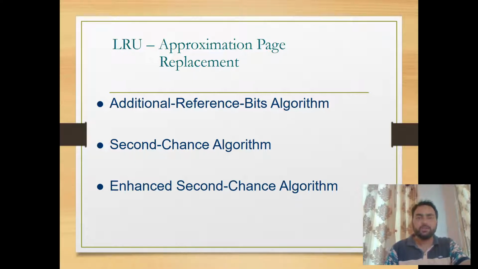Today we are going to discuss least recently used approximation page replacement algorithms. These are of three kinds: additional reference bits algorithm, second chance algorithm, and enhanced second chance algorithm. Earlier we have discussed FIFO page replacement, optimal page replacement, and least recently used page replacement. This is a variation of the least recently used page replacement algorithm that is based on approximation. So let's discuss these algorithms one by one.